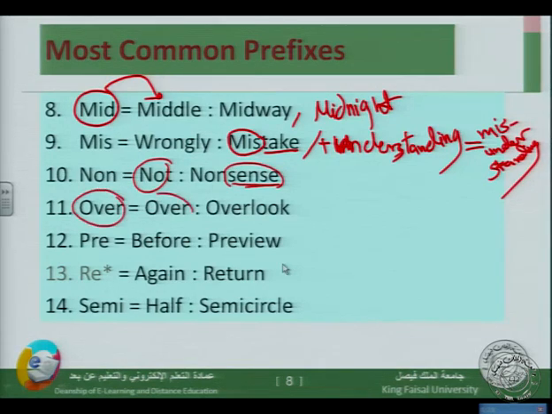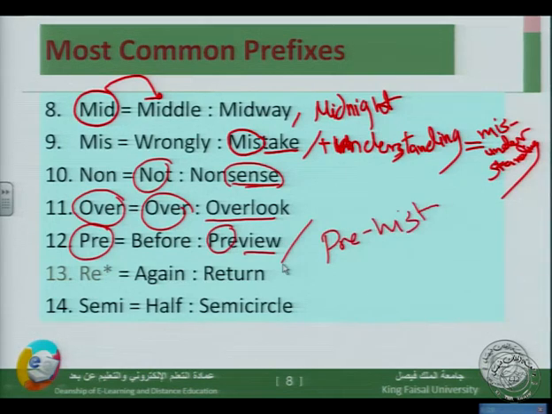Over means above or over. So we say overlook. Pre, as we have seen in the first few slides, means before, like the word preview. Or maybe we say prehistory, or pre-war, the period before the war, prehistory, the period before history.